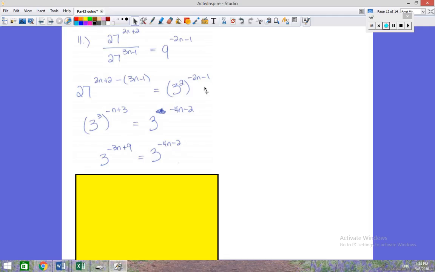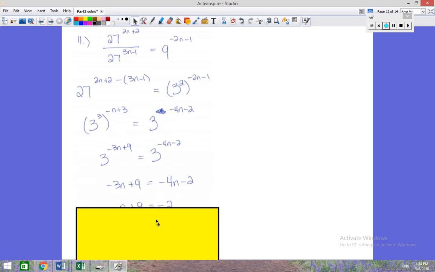And the same thing over here. We rewrote 9 as 3 squared. The exponent didn't change. It was negative 2n minus 1. It's still negative 2n minus 1. But since we have rewritten the base and now we have a power raised to a power, we multiply this binomial by 2, and I get this new exponent, negative 4n minus 2. The bases are the same, the numbers are the same, so the exponents have to be the same.